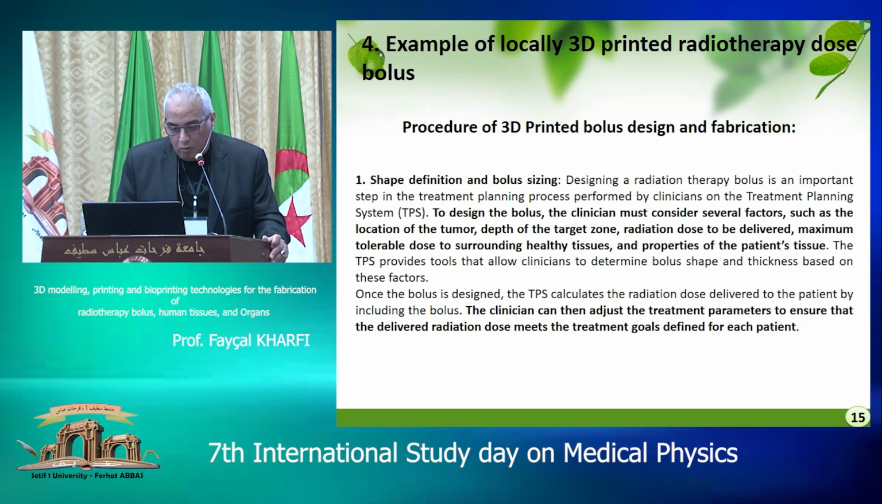This phase was achieved by our team. So we included in the TPS two kinds of material that can be used for bolus fabrication. The first one is PLA and the second is GPU. We characterized them and we introduced their characteristics into the treatment planning system. So the clinician is now able to choose such materials as bolus materials.